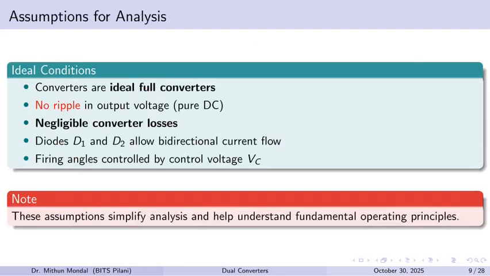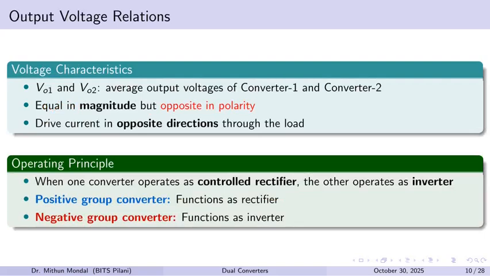The assumption for this analysis under the ideal condition is that the converters are fully ideal and no ripples are there in the output voltage, so you get a pure DC. Negligible losses are there in the converter. Diodes D1 and D2 both allow unidirectional current flow, and the firing angle is controlled by controlling the voltage VC. So these assumptions will simplify the analysis and help us to understand the fundamental operating principle of the dual converters.